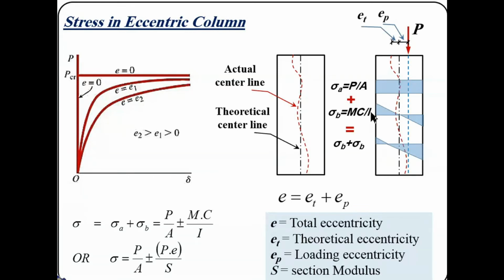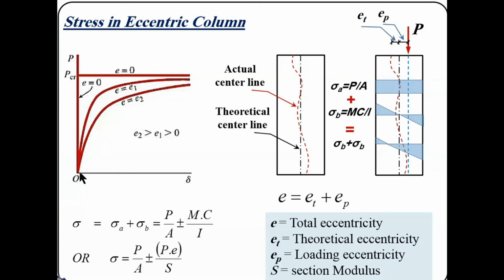So this extra bending stress, due to the eccentricity of the load with reference to the theoretical center line and also the actual center line, is causing the extra stresses. These extra stresses that we are ignoring are actually what cause the premature buckling or premature failure of the column.